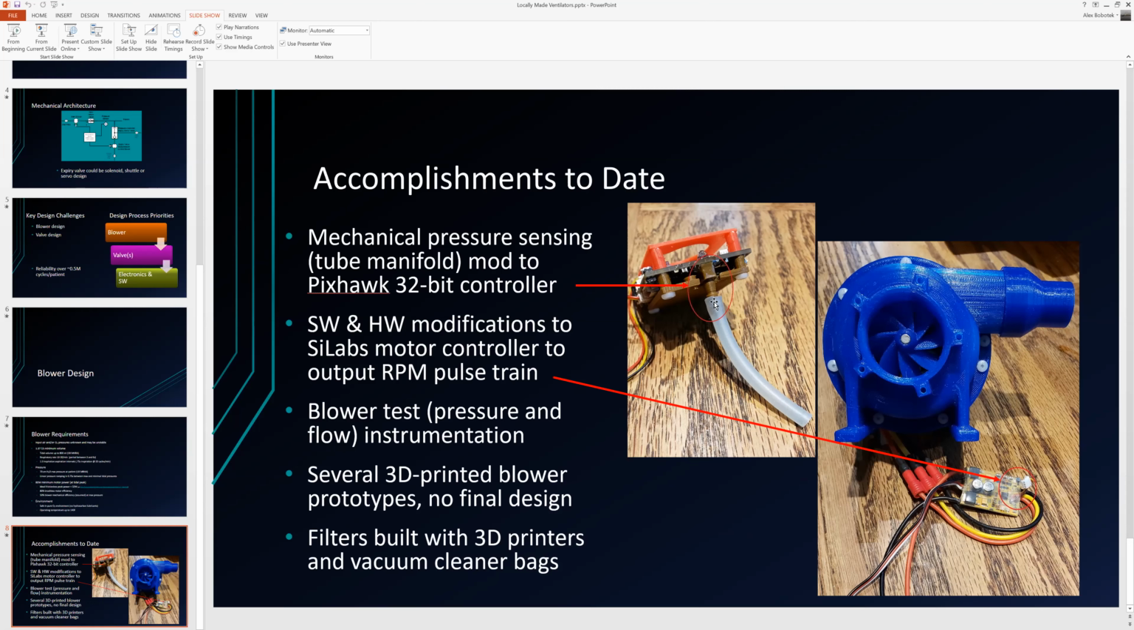So I have a pressure sensor. I've made some modifications to the open source motor controllers to provide an RPM output. It requires soldering an extra wire or two to a very common open source controller. It's easy to make this modification to up to several hundred different models that would cover 90-some% of the motor controllers that were out there a few years ago. And I've set up blower test instrumentation, which allows me to evaluate the flow and pressure capabilities and curves of this 3D printed blower, which is one I put together.